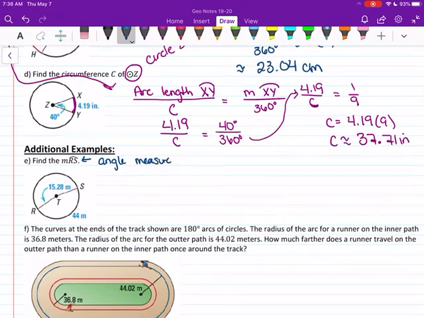That central angle. And when it talks about this, it's talking about the smallest angle. So I'm really talking about from R to S here. Okay, so this is the angle I'm talking about. This arrow that they gave me, this 15.28, is my radius. Okay, so let's set this one up.